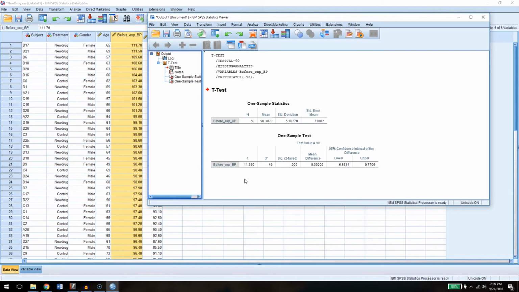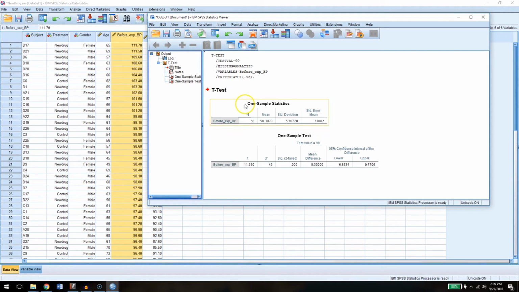So what we can conclude from this is that we reject the null hypothesis that people start out with a blood pressure not any different from 90, and we now have some support for the idea that people in this group had significantly higher blood pressure than the ideal value.